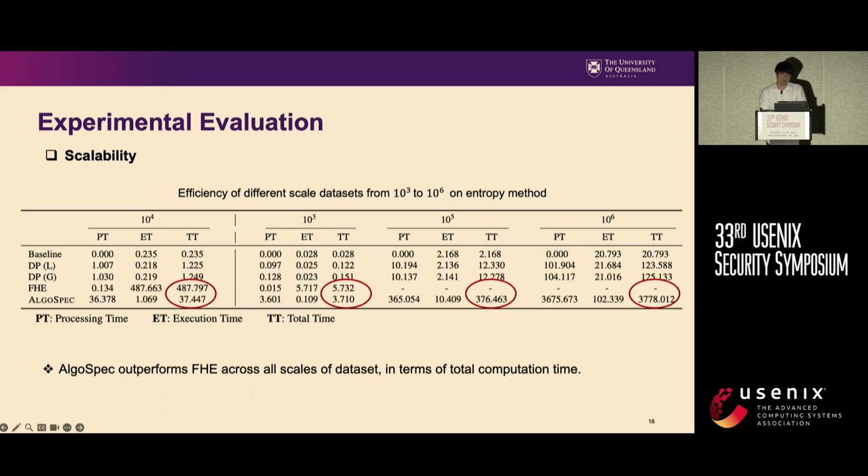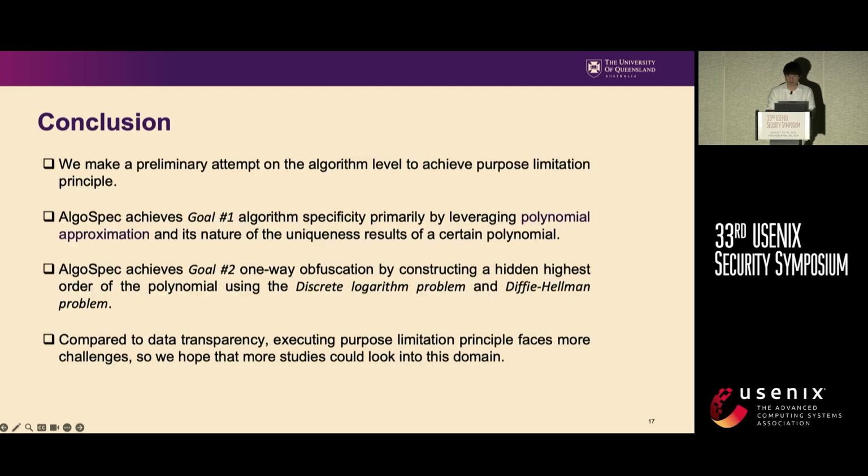We evaluate the efficiency of AlgoSpec as well. AlgoSpec outperforms FHE across all scales of dataset in terms of total computation time. And AlgoSpec can balance efficiency and maintain a super high accuracy, and most importantly, it enforces the purpose limitation principle. Also, we have another case study applying AlgoSpec to the classification task, the naive classification. For more details, please refer to our paper.